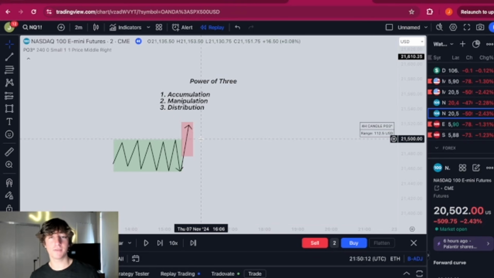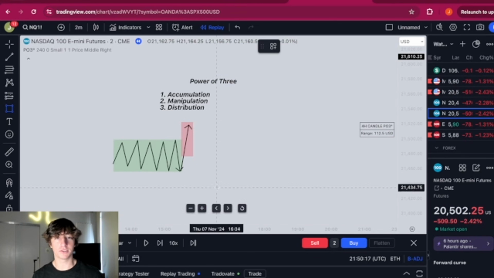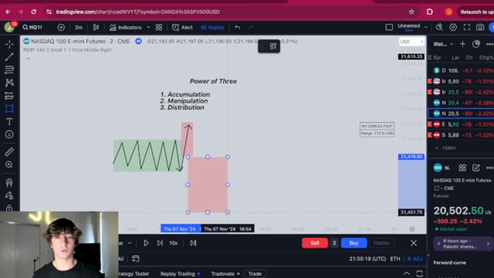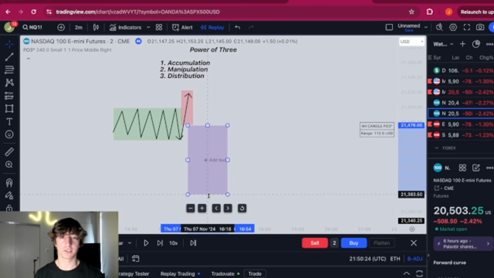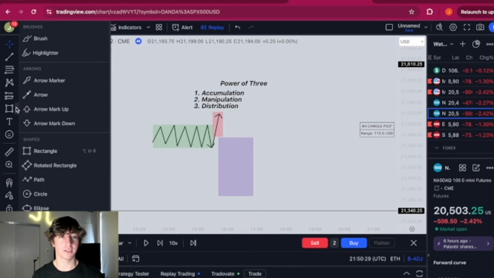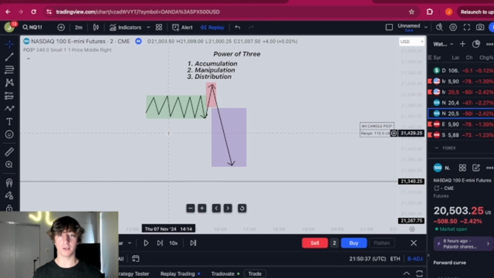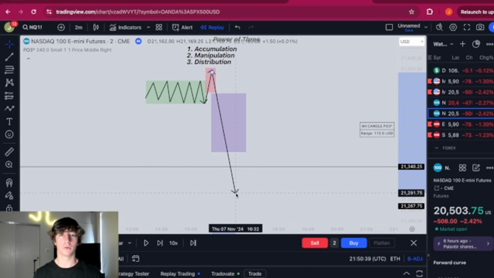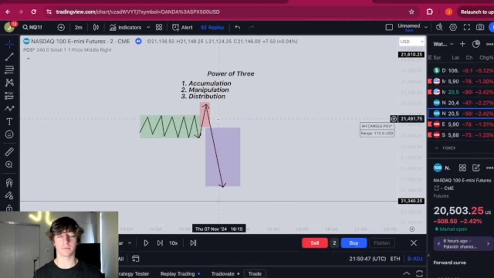And once we have taken out all of these stops, so we have 1, 2, we are going to distribute, which I like to mark out just with a purple box. So feel free to use the same colors. It's pretty easy, like having manipulation as red, but essentially distribution is going to be the third part, that actual downwards movement, which is the real move, right? The distribution will go much, much lower. So this is actually what creates a high volume move, is accumulation and manipulation.